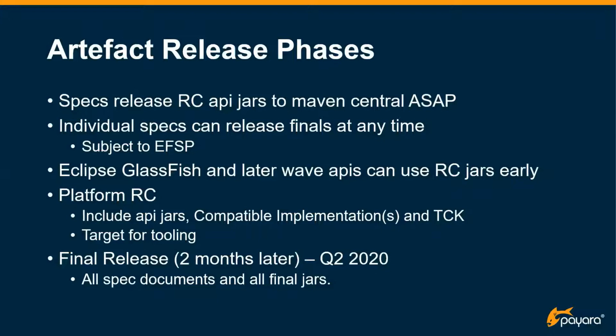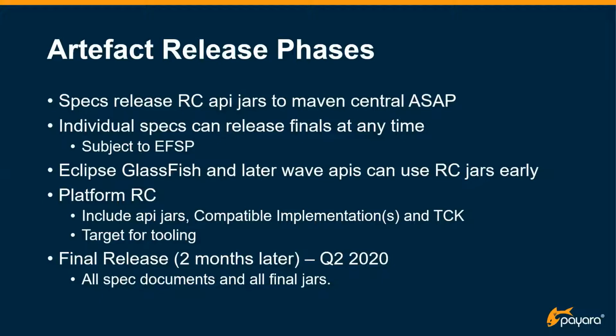Individual specs, because obviously I'm just on the platform project, which is an umbrella, can each release a final specification at any time, subject to following the Eclipse specification process. Another step we're aiming to do, once all the API jars have been released, is a release candidate of the full platform. That will include the API jars, a compatible implementation, and the TCK, but it won't have gone through the full spec process, and all the documents won't necessarily be ready. That will give us an opportunity to look at tooling and make sure everything's working before we have a window, which may be a couple of months, where we then do the final release, put the final artifacts up into Maven Central along with all the specification documents, and go through the formal votes and IP flow.